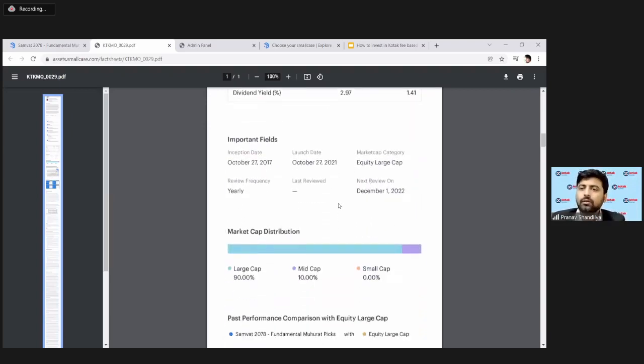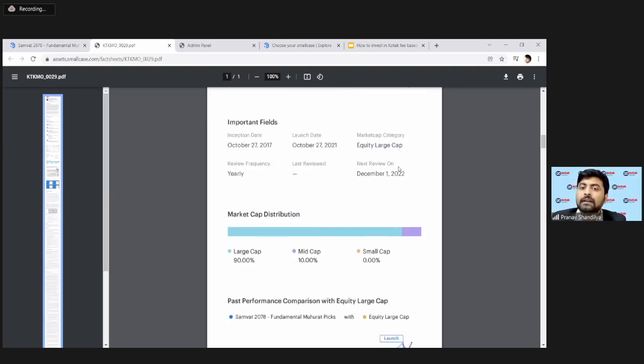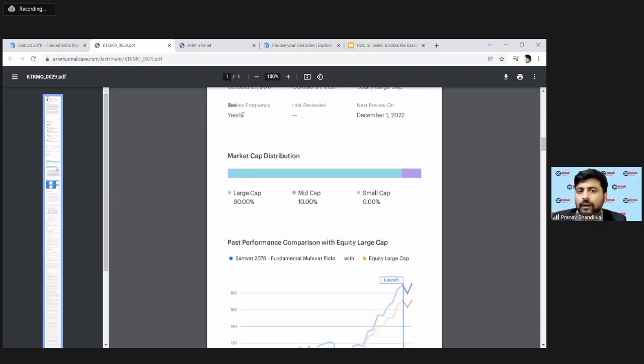Similarly, if you scroll down, you will find some important fields such as the date of inception, date of launch, and what kind of market cap category it comes under. For example, here it says it's an equity large cap. What it means is that most of the stocks in this particular Kotak basket are large cap stocks. And if it were made up of small cap stocks, then the market cap category would have come as equity small cap. Similarly, you find the review frequency here.